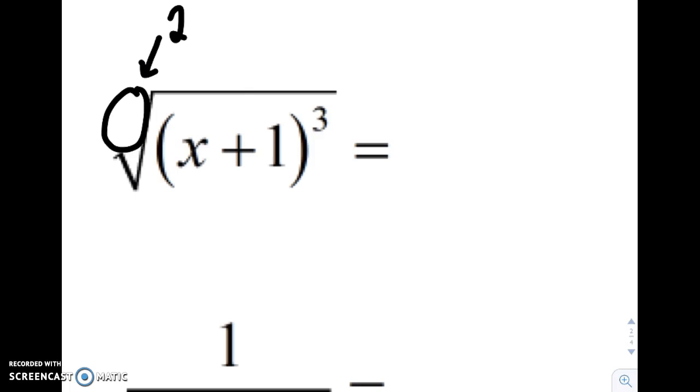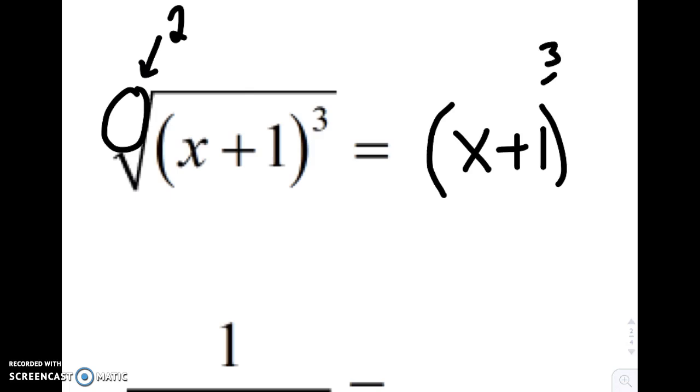So I would rewrite this simply with a rational exponent as (x plus 1) all to the 3 is my exponent, 2 is my root. So 3 over 2.